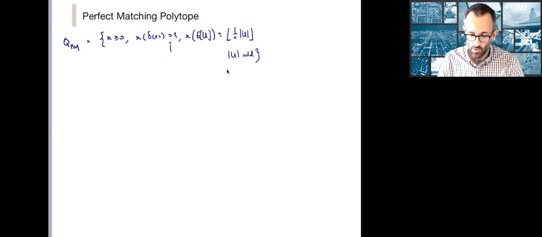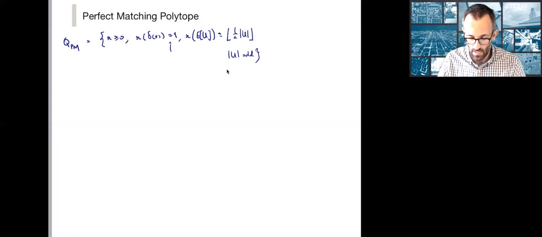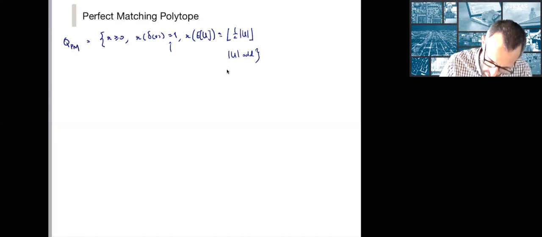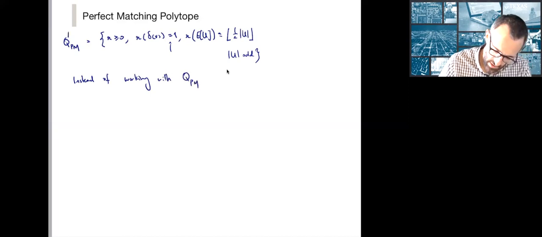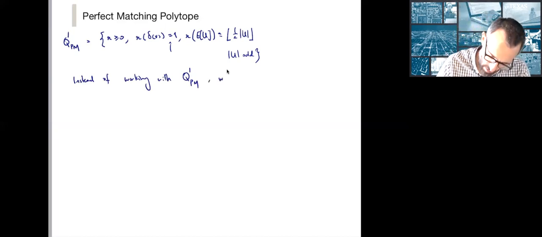Okay, so this turns out to be the perfect matching polytope, but we are not going to work with this. What we're actually going to show integrality for is another polytope, and once we show integrality of that, it will be clear what I'm saying. So instead of working with Q-PM, let me put a dash, just because we're going to shelve this for a while. Instead of working with Q-PM dash, we show that a different characterization works.